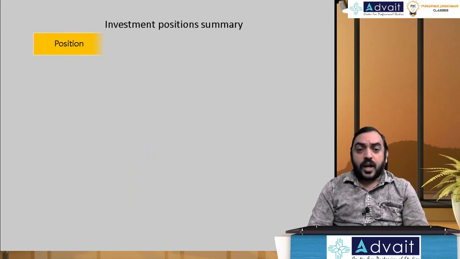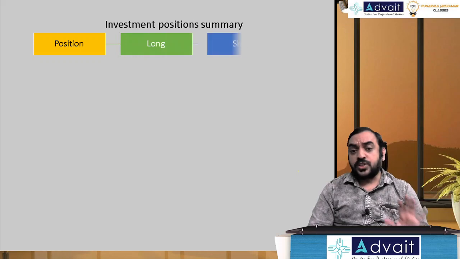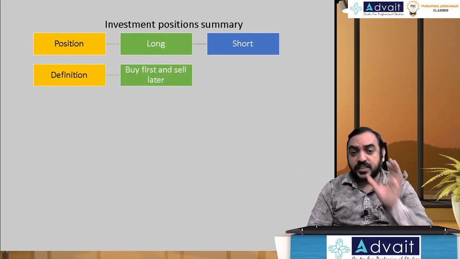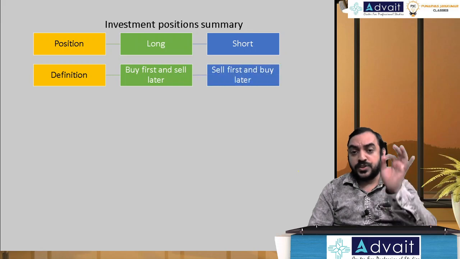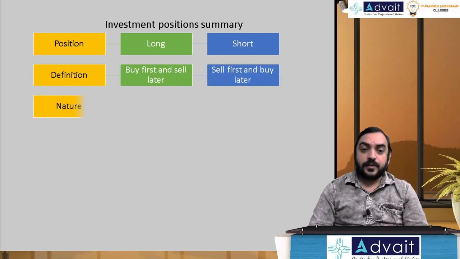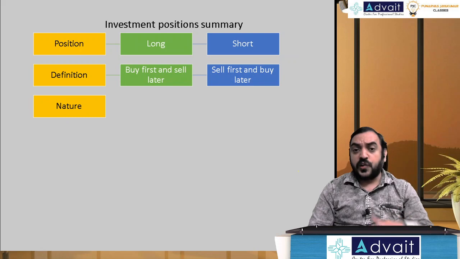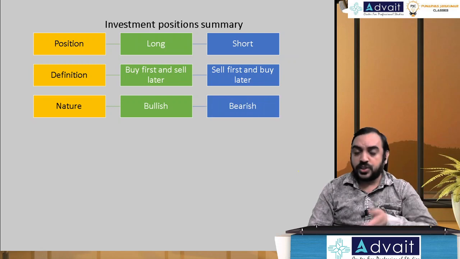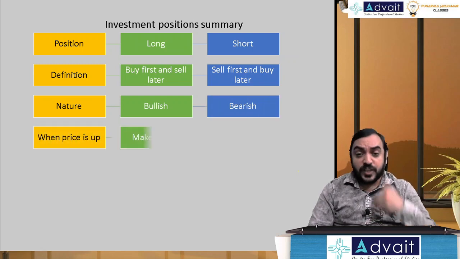Okay. Ultimate summary of long position, short position. In long position, we buy first, sell later. In short position, you sell first, buy later. That is called bullish. Taking a long position means a bullish view, expectation. Short position, bearish view.